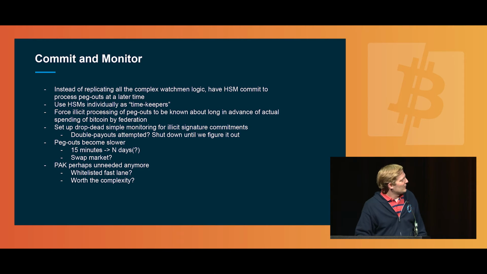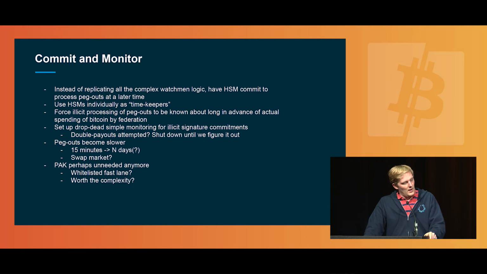The other idea, which I call commit and monitor, but it's just a name I picked. Instead of replicating all this logic, you let the HSM do something and do it well. And again, use the HSMs as timekeepers. Delay the Pegout processing and basically commit to, this is what I'm going to do. And then set up monitoring to stop any illicit Pegouts. Same situation as transferring the Watchman script to something new. It's under the same kind of security model. Pegouts obviously become slower, which is an issue, but hopefully there's a swap market, or other things to get around this authorization. So perhaps in the medium future we can work around that using economic means. Maybe Pegout authorization is not needed at all, but maybe it is. I don't know. So that's just one of the questions of complexity versus simplicity.